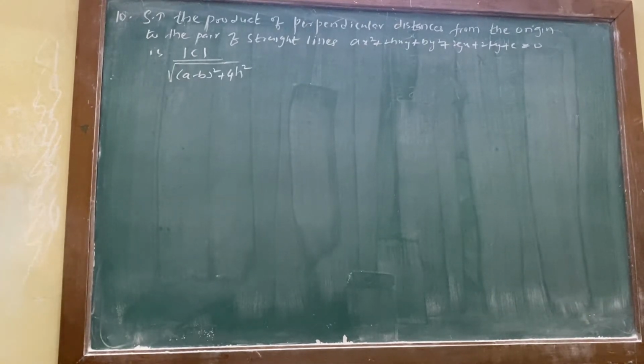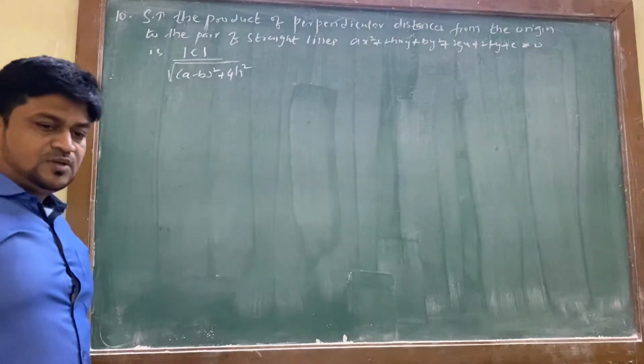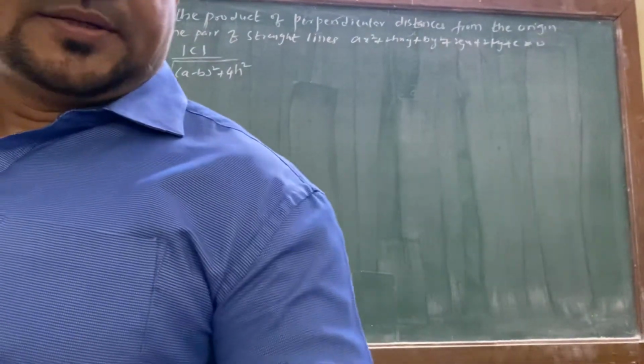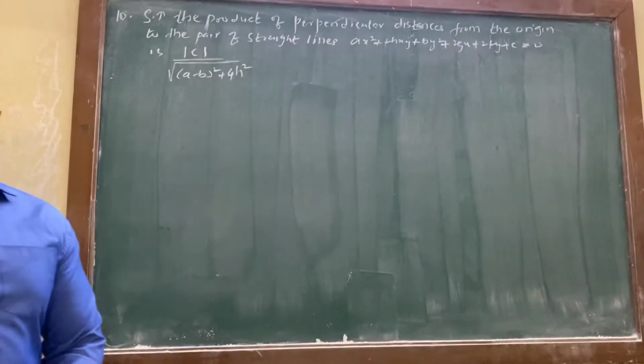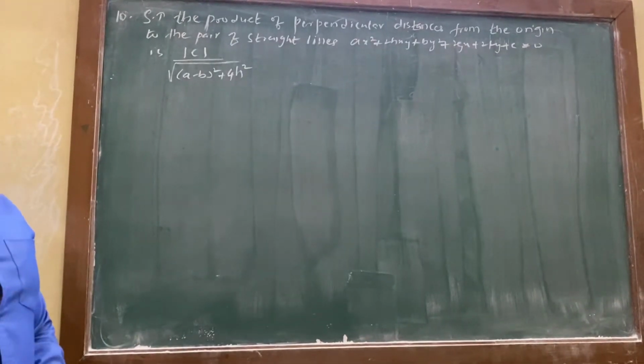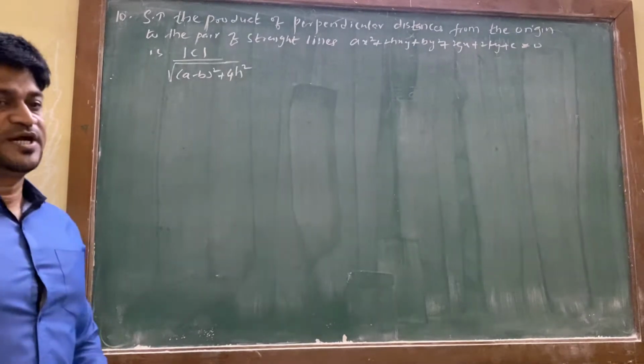Check this one. Show that the product of perpendicular distances from the origin to the pair of straight lines.